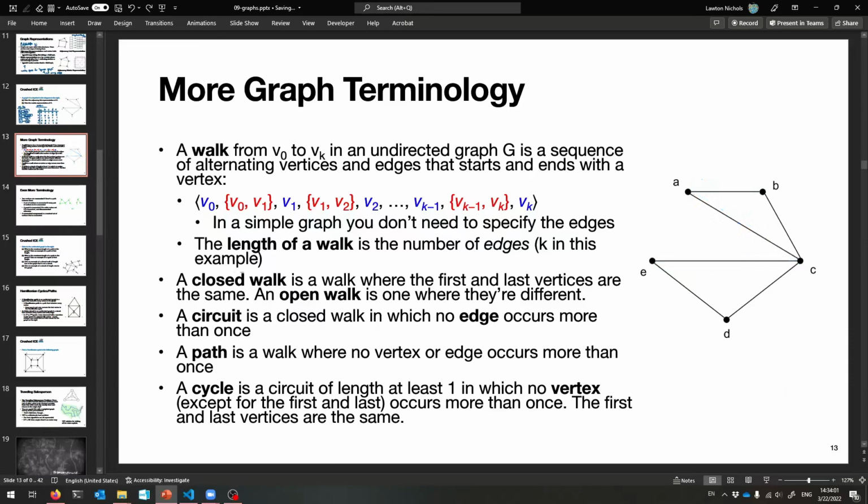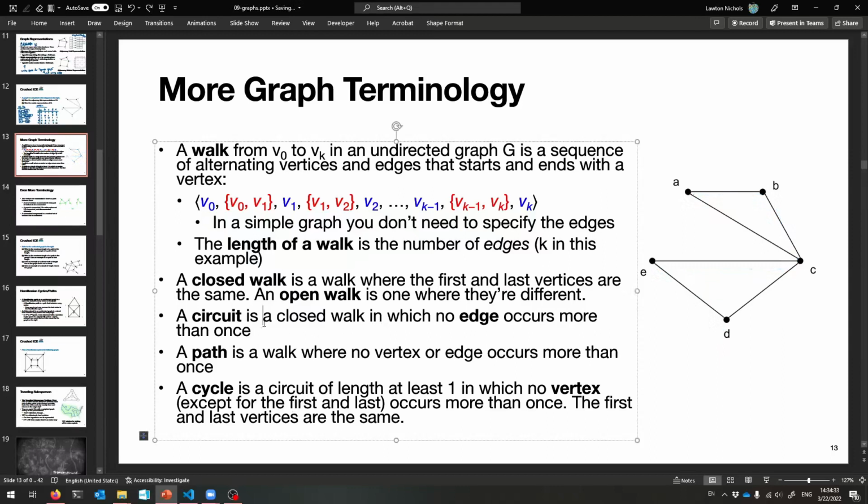What else? You can have a closed walk. A closed walk is where you kind of went around in a circle. It's a walk where the first and last vertices are the same. So, for example, here's a closed walk from A to B to C back to A. That's a closed walk, okay? Because I ended in the same spot. Every other walk that starts at A and doesn't end at A is called just an open walk, okay? It's where the ending vertex and the starting vertex are different.